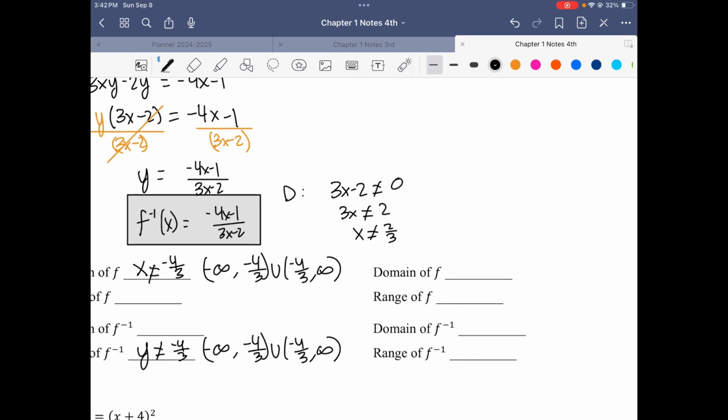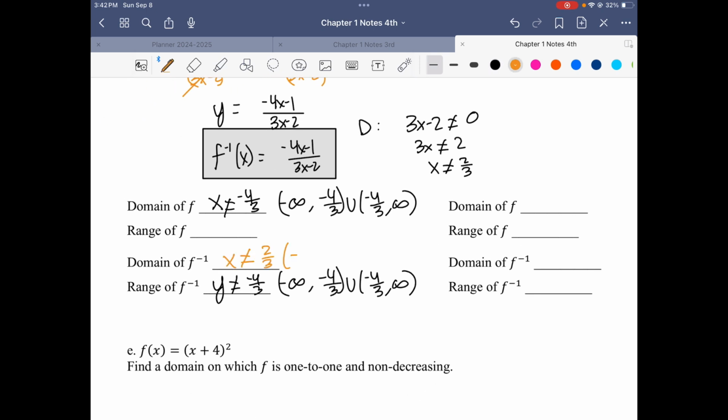And we get that x can't be 2/3. In interval notation, that would look like this. And therefore the range of f is that y can't be 2/3. The interval notation is identical.